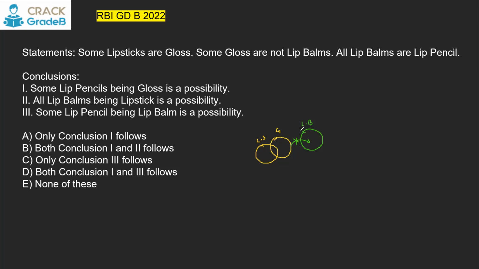All lip balms are lip pencils. Conclusion. Some lip pencils being gloss is a possibility. Yes, they can intersect with each other. So possibility, yes. All lip balms being lipstick is possibility. All lip balm going inside the lipstick is yes, possibility. You can have all lip balms here inside the lipstick. Some lip pencils being lip balm is possibility. It is in fact true.